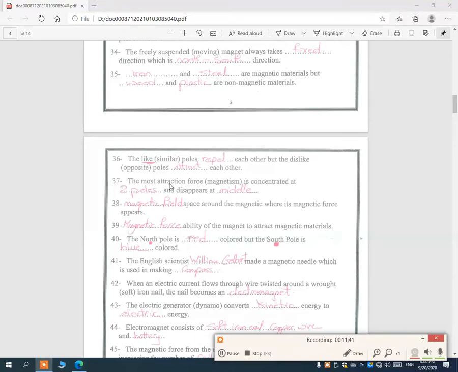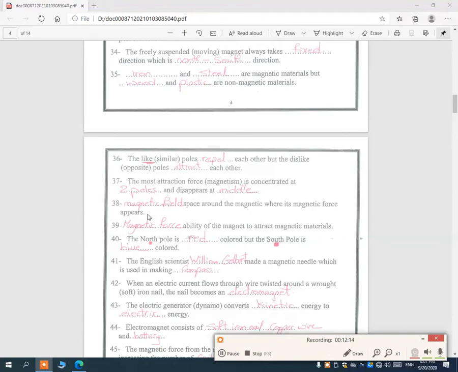37. The most attraction force is concentrated at dots and disappear at dots. The most attraction force is at the two poles, and it begins to disappear towards the middle. At the middle of the magnet there is no attraction force, so it is concentrated at the two poles.